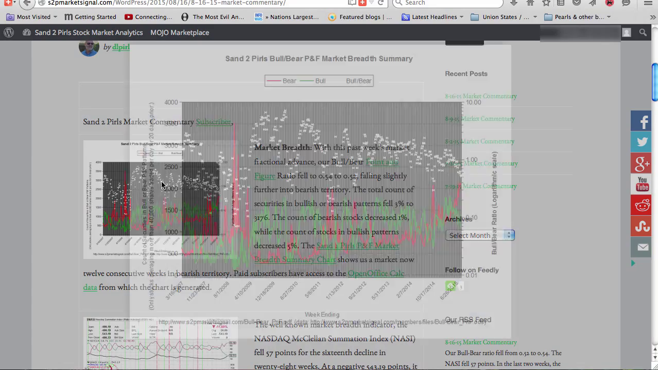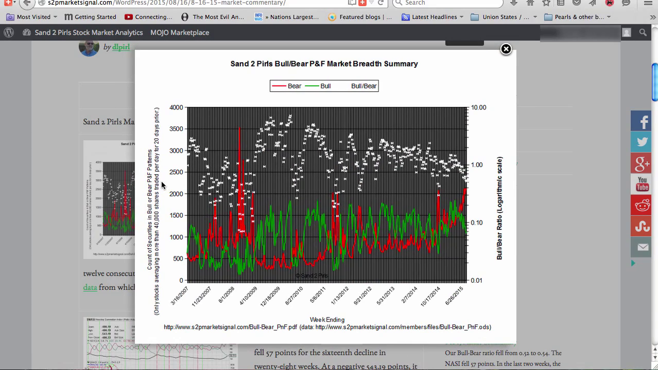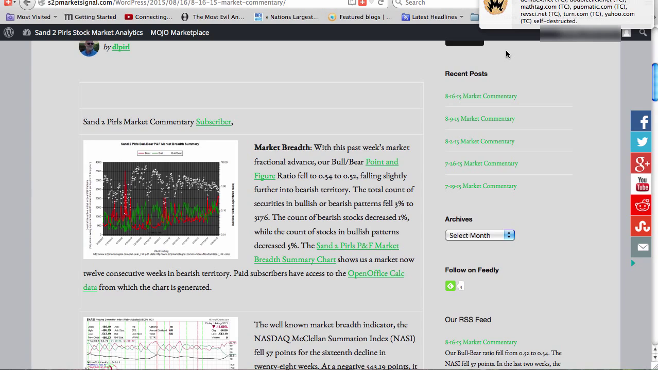2015. Market breadth. With this past week's market fractional advance, our bull-bear point and figure ratio fell from 0.54 to 0.52, falling slightly further into bearish territory. The total count of securities in bullish or bearish patterns fell 3% to 3,176. The count of bearish stocks decreased 1%, while the count of stocks in bullish patterns decreased 5%.